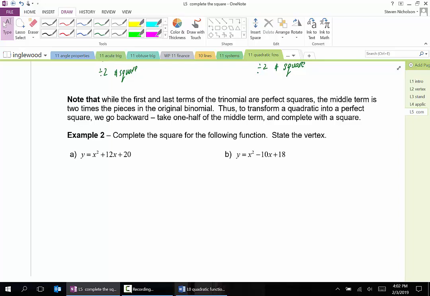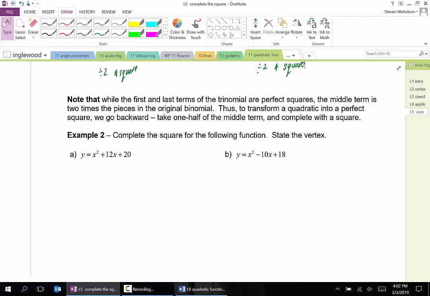We're going to go through this technique, and at the very end, if you haven't figured it out already, we're going to write down a recipe. But have a look at these two trinomials, and what I hope you recognize is these are not perfect squares. You can't take the square root of 20 nicely. You can't take the square root of 18 nicely.